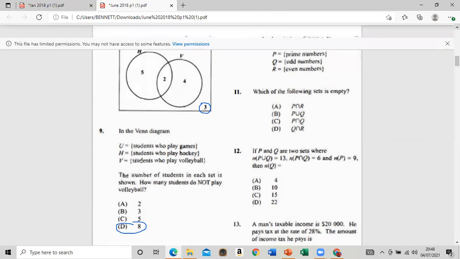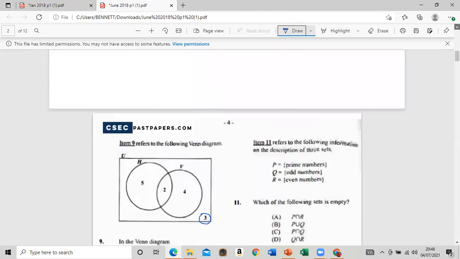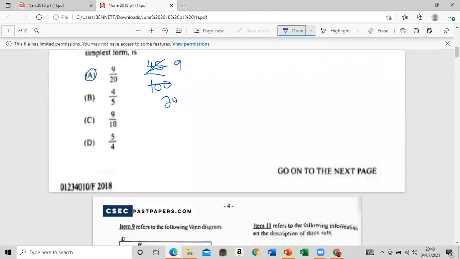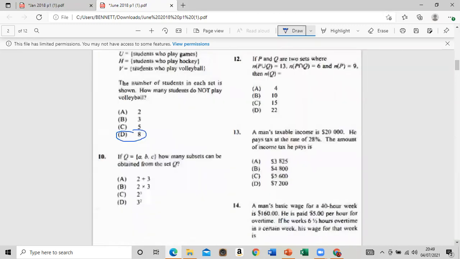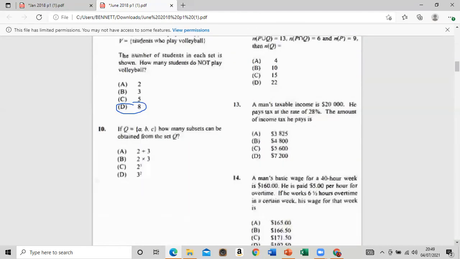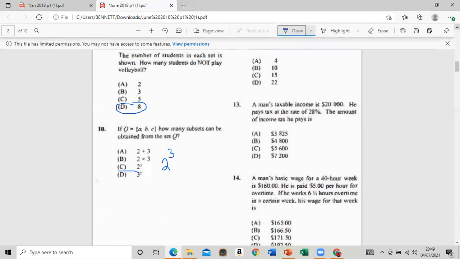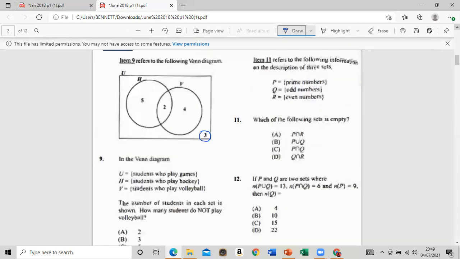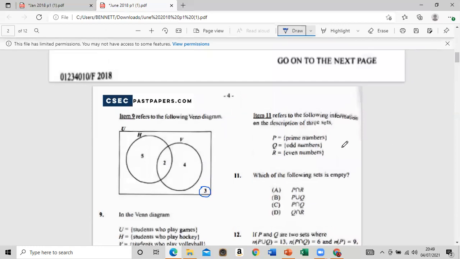Let's go up to 10 now. So what's popping at 10? Alright, 10 says if Q is equal to A, B, C, how many subsets can be obtained from set Q? Now the number of subsets is basically 2 raised to the number of elements. So we have 1, 2, 3. So it's 2 raised to the third power, and there we go. This works out to 8. And next time they will ask that. So just to make a point, it's actually 8 subsets.